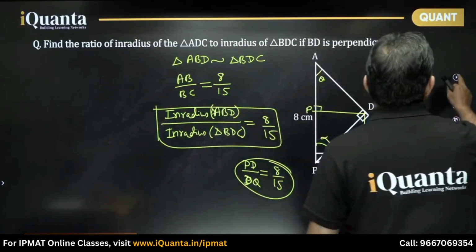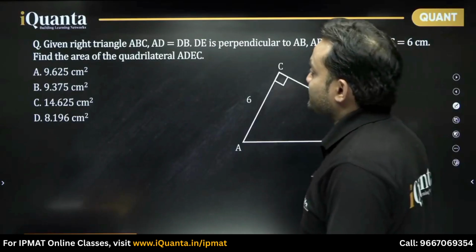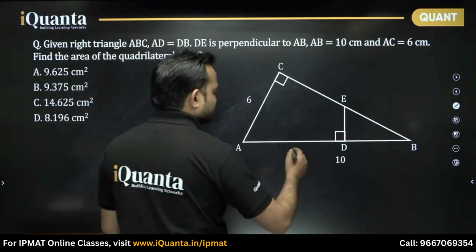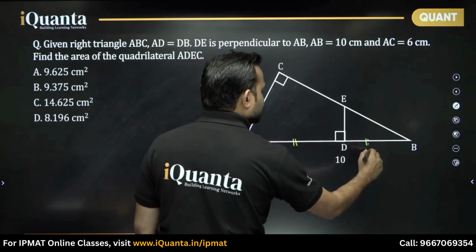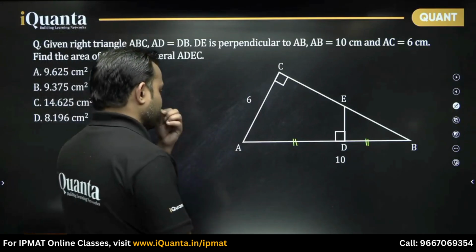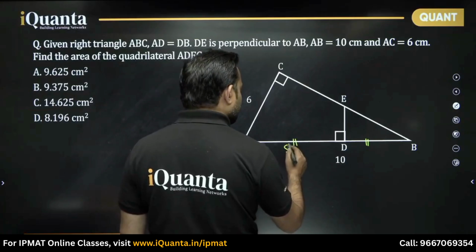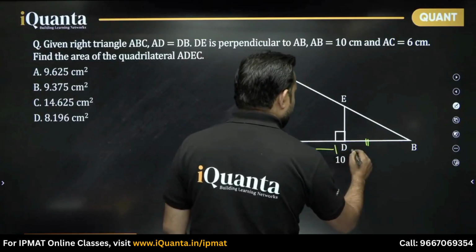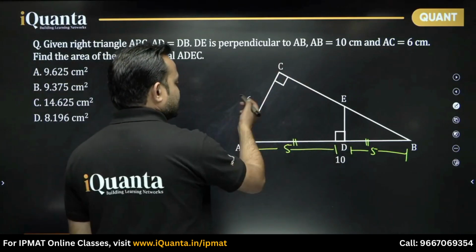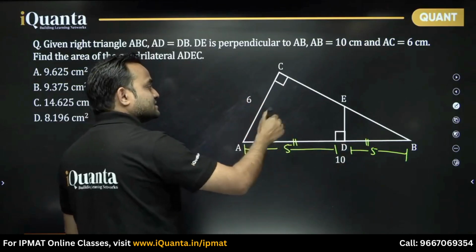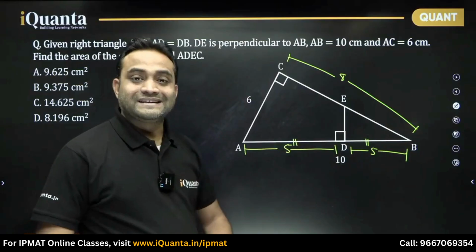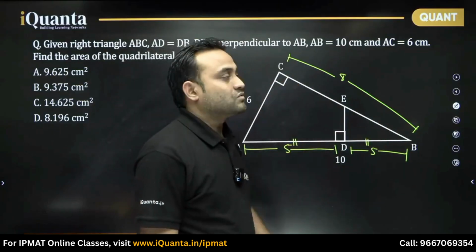Okay, now next question. It says given right angle triangle ABC, AD is equal to DB. These two are equal. DE is perpendicular to AB. AB is equal to 10. If AB is equal to 10, then AD will be 5 and this will also be 5. AC is equal to 6. This is 90 degree. Using Pythagoras theorem, 6, 8, 10 Pythagoras triplet, BC will be equal to 8.